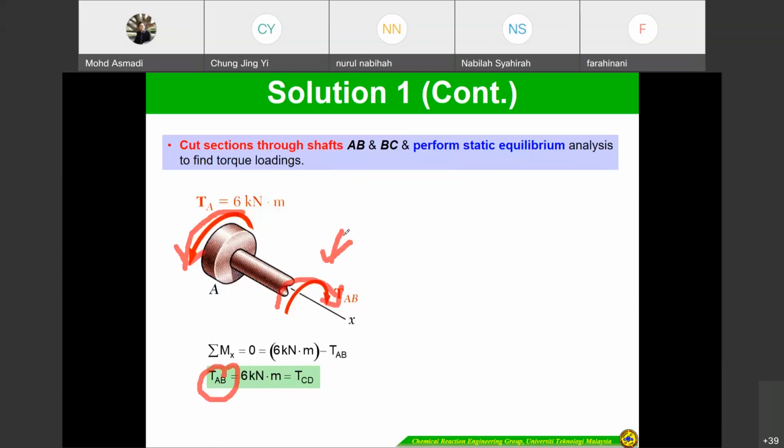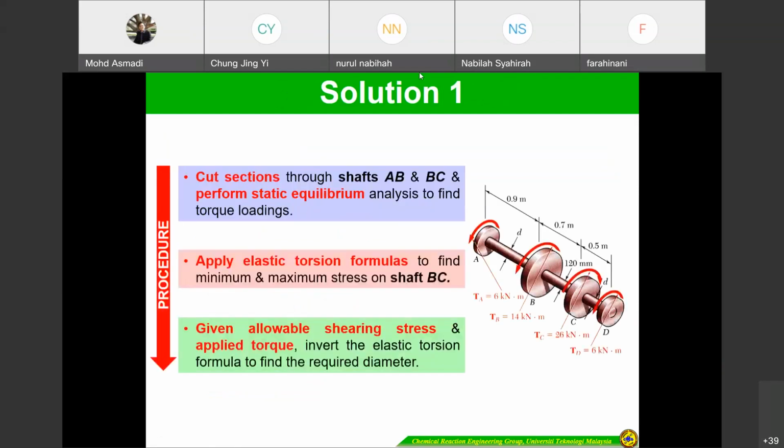If you look here, this is similar to TCD. If you calculate from the right side, why is it similar to CD? Because this one is also 6 kilonewton, and this one is 6 kilonewton. Meaning that if you calculate from this side, because of this direction, it is similar, 6 kilonewton, just the opposite.